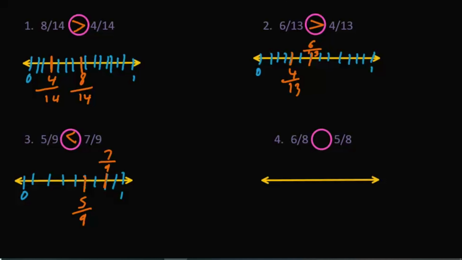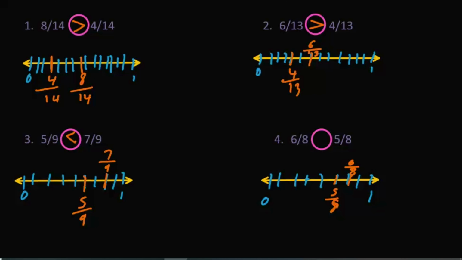The next one says 6 over 8 or 5 over 8. So let's do this. So 0, 1. Oopsies, not 0. It's supposed to be a 1. Okay? So then this would be 1, 2, 3, 4, 5, 6, 7. Okay, let's try this a little bigger. There. So let's plot down where 6 over 8 is and 5 over 8. So 1, 2, 3, 4, 5. So this is where 5 over 8 is. And this is where 6 over 8 is.